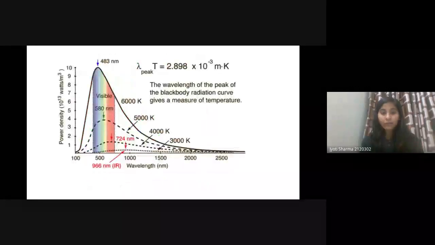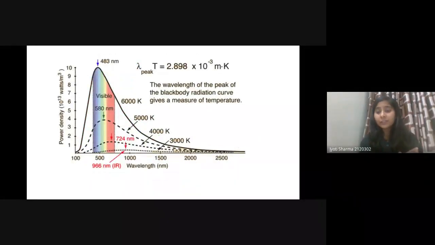And we have one formula: whenever we have the wavelength, we can calculate the temperature. How can we calculate this? Wavelength is equal to 2898 upon the temperature, where the temperature is in Kelvin. Likewise, you can calculate the wavelength whenever there is a temperature.